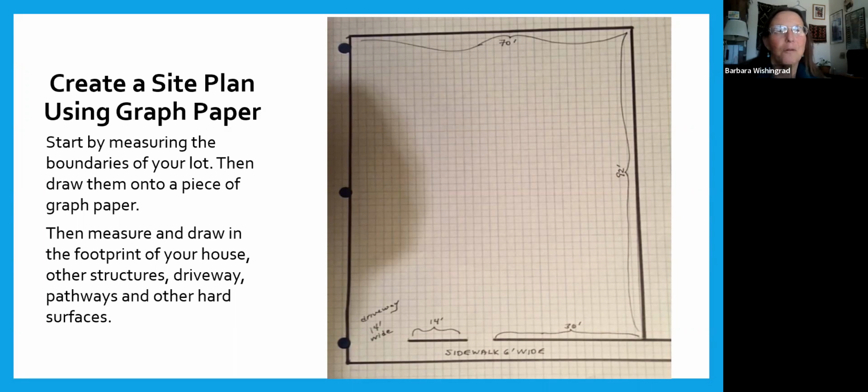So the very first thing you do is measure the boundaries of your lot, or the place that you want to do the site plan for, and then you measure and draw in the footprint of your house, other structures, your driveway, pathways, all kinds of hard structures. Next.